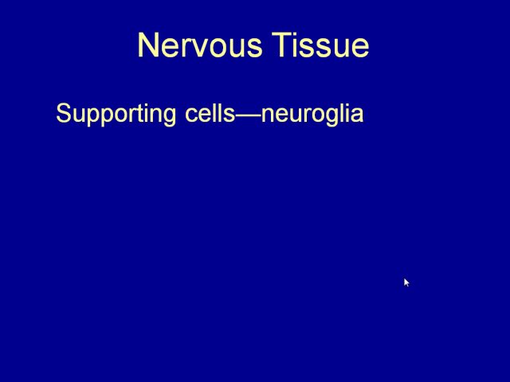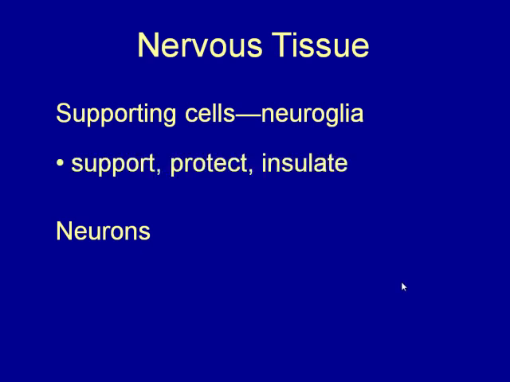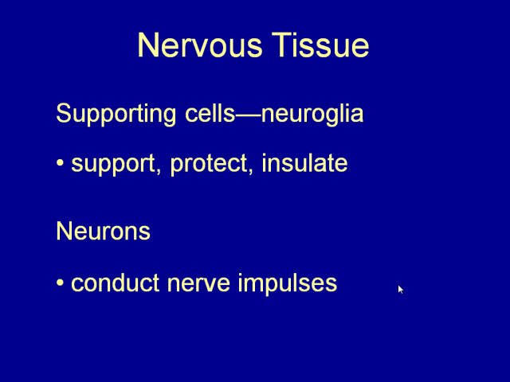There are two types of cells in the nervous system. One type are the supporting cells, or the neuroglia. The other type is the neurons. Now, the neuroglia support, protect, and insulate the neurons. The neurons are the cells that conduct nerve impulses. When we think of nerves, it's the neurons that we're thinking of. These cells are excitable and conductive.